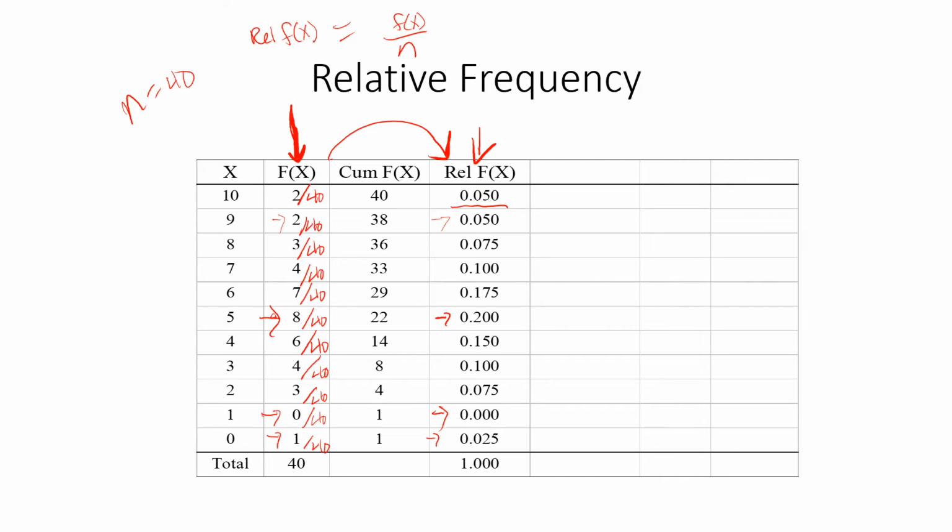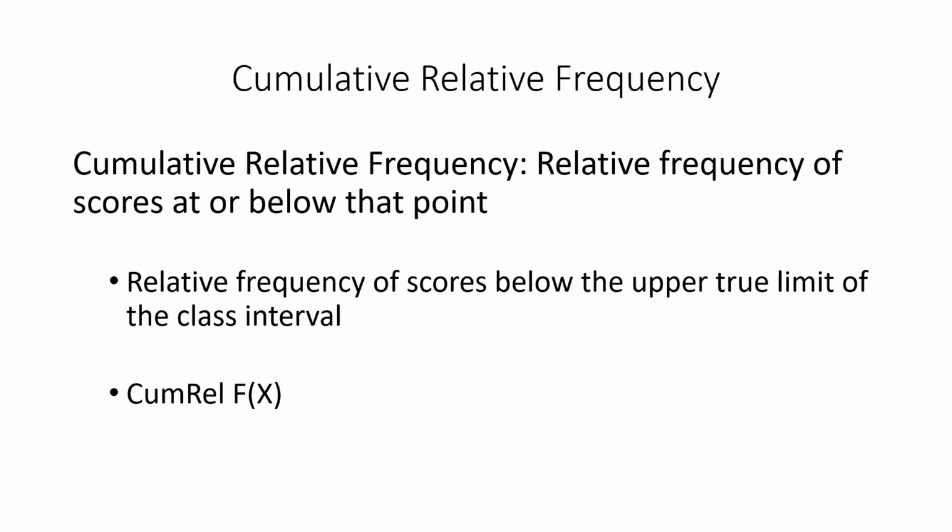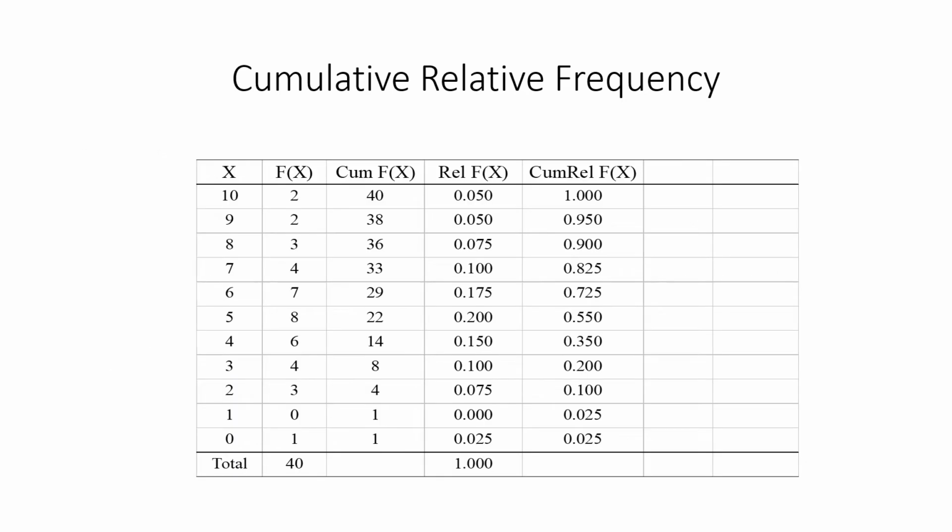Well, if we started with frequency, and then we did cumulative frequency, now we did relative frequency, can you guess what's next? If you guess cumulative relative frequency, you are correct. And this is going to just be the relative frequency of scores at or below that point, written as cumulative relative frequency f of x. Which gets us to this, cumulative relative f of x.